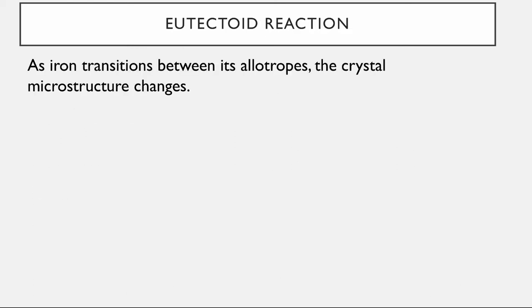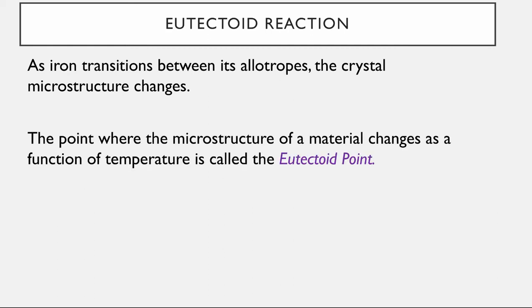So when the iron transitions between its allotropes, the crystal microstructure actually has to change, right? We saw we could be face-centered cubic or body-centered cubic. The point where the microstructure of the material actually changes is a function of temperature, at least for iron, and that point is called the eutectoid point.